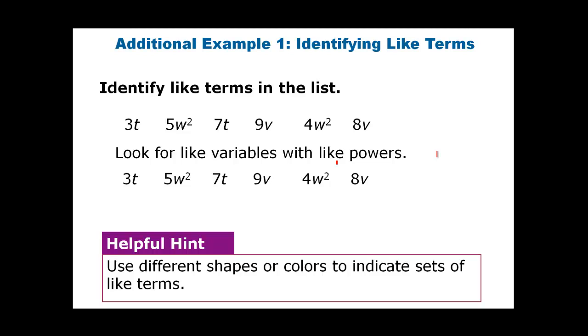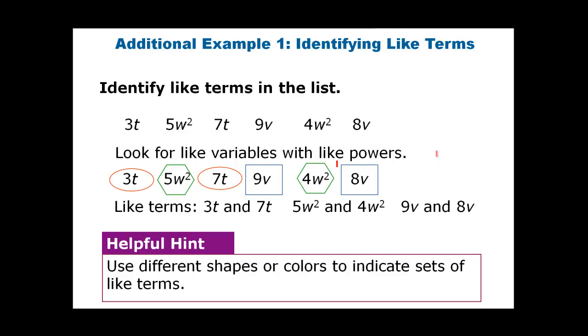If I have w and w squared, they are not equal, they are not like terms. Okay, so we have 3t and 7t. We have 5w squared and 4w squared. We have 9v and 8v. They are like terms. So I will take the 3t with 7t, 5w squared with 4w squared, 9v and 8v.